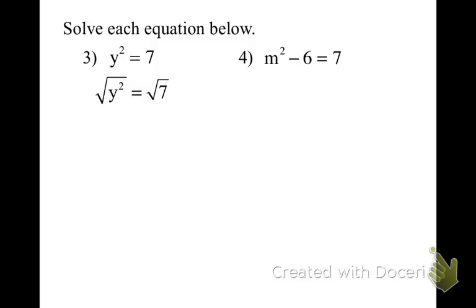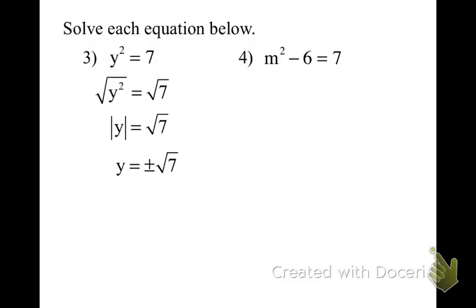So, the square root of y squared, Jackson, is what? The absolute value of y. And the square root of 7 is still going to be the square root of 7. Then to lose the absolute value, I just set it equal to plus or minus. Okay? Now, what about number 4? What do you think we do first, Anthony? For number 4, you're going to add 6 to both sides.